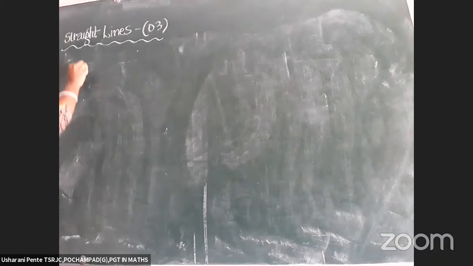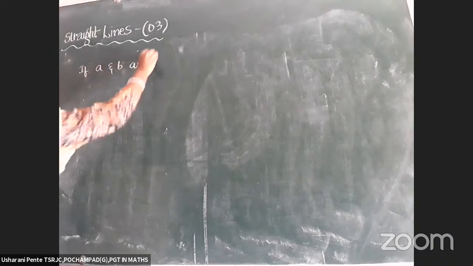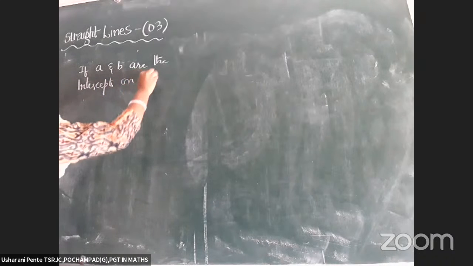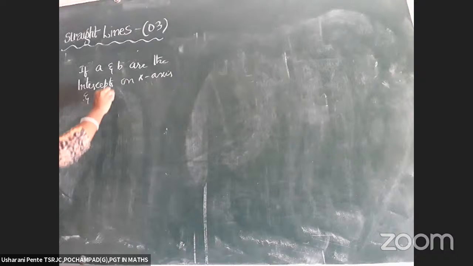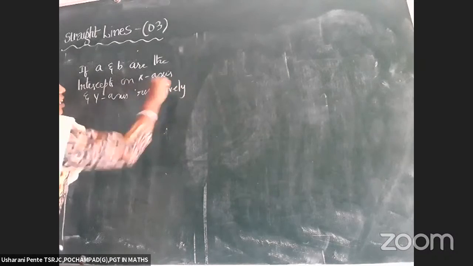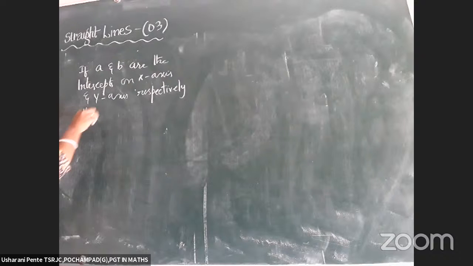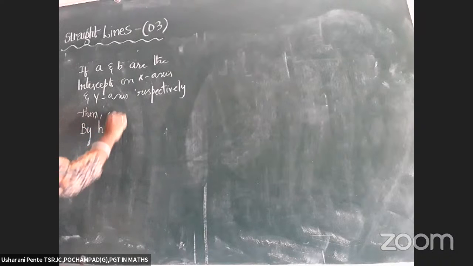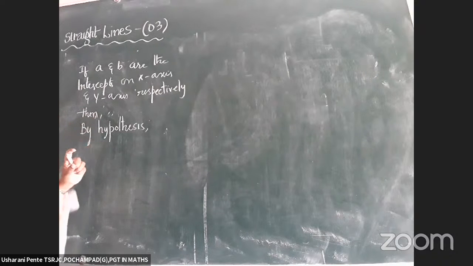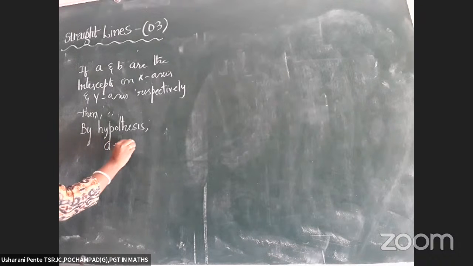6. They have mentioned the conditions that if A and B are the intercepts on the x-axis and y-axis respectively, then by hypothesis, that is, by what is mentioned in the given problem, the sum is equal to 5. That is, A plus B is equal to 5.